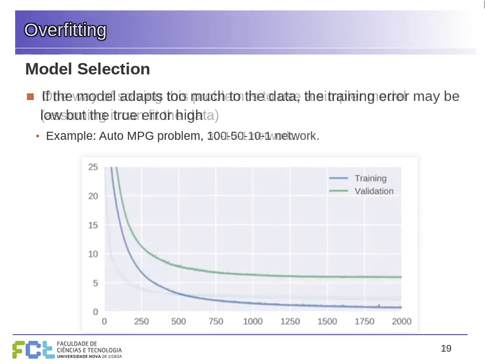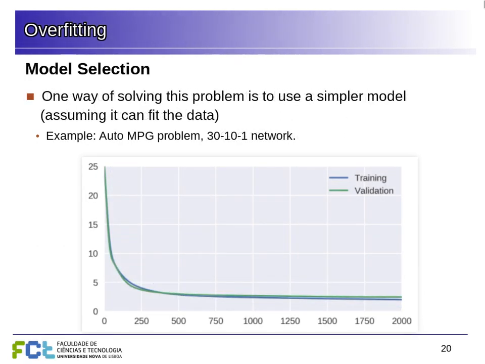Of course, the training error increased a bit because this is a smaller network. It's not as able as the other one to adjust to the patterns in the training data. But the important thing is that the validation error is small. So this would be better than using the other one.